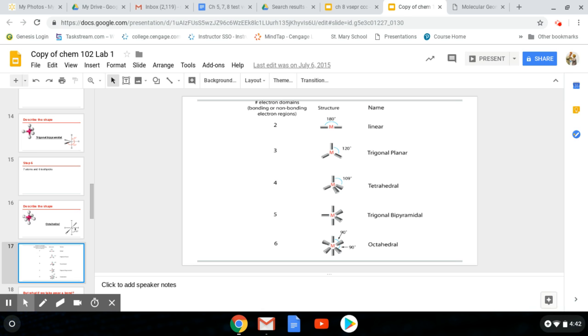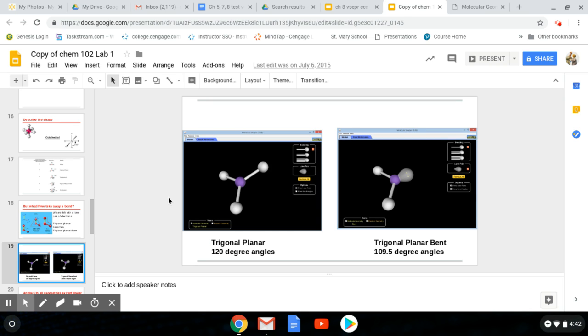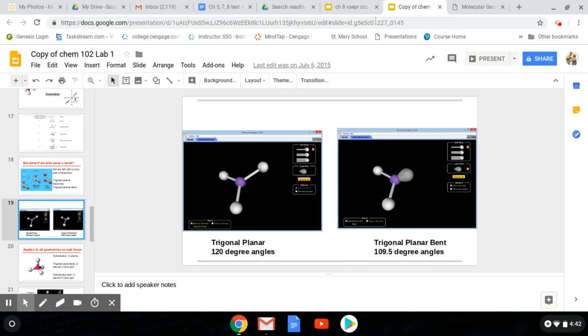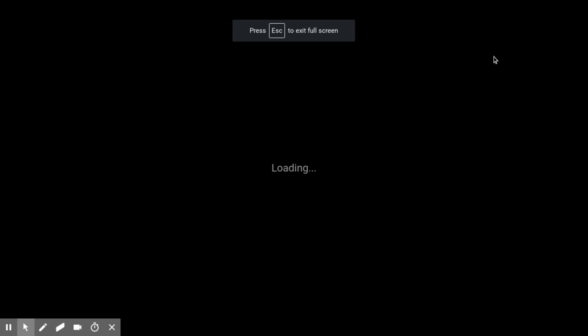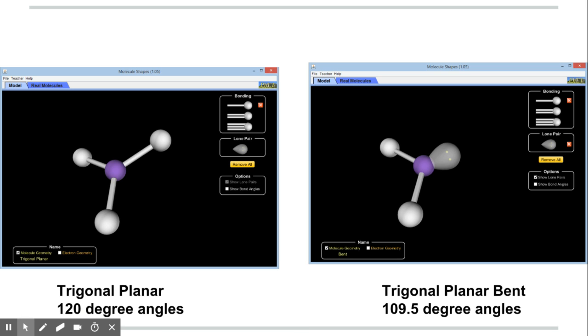Okay, just another chart showing you about the electron domains. But what happens if we take away the bond and we replace it with a lone pair of electrons? So if I can maximize this. All right, there we go. So this is known as a PhET simulation. I actually provide a link to it on Blackboard for you guys. You can play around with all of the different molecular geometries and move it around. That is one of the best ways to learn about the geometries that you have to learn.